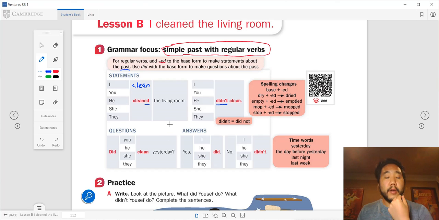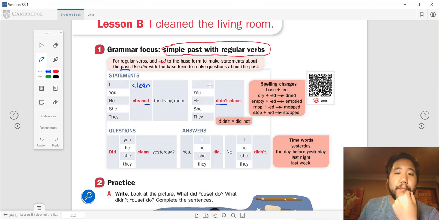Okay? But in the negative form, we don't have to add the ed, but instead we say didn't, so we use this part to make it a negative form. But we're still talking about the past. So here we don't have to add ed. We don't need ed, but here we do. This is a positive form and this is a negative form.